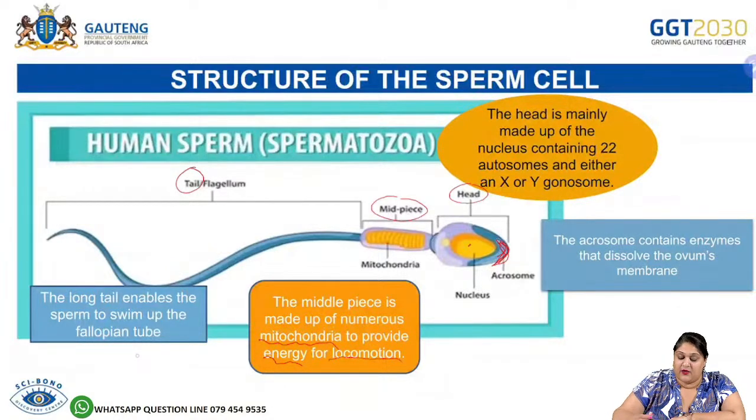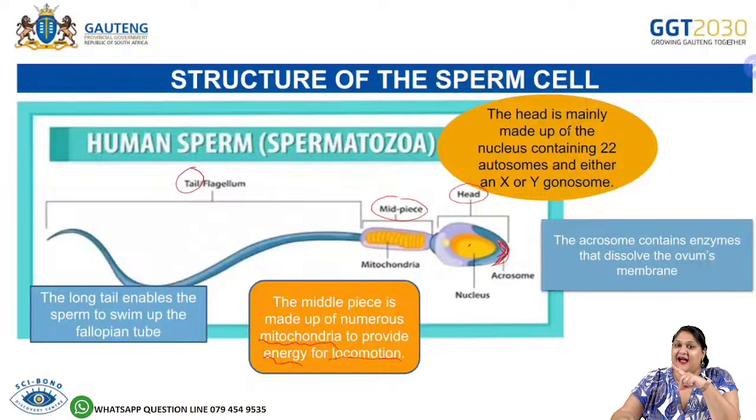Now let's look at the head again. The head is mainly made up of the nucleus containing 22 autosomes and either an X or a Y. Very, very important. So remember, and I'm noting this because learners don't realize, remember what we are looking at here. It's a sperm cell. What did we say it comes from? Meiosis produces the gamete. The gamete is the sperm cell in the male. So it has a nucleus, and in that nucleus, we have 23 chromosomes.